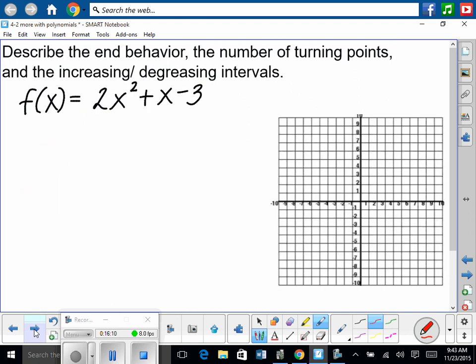2x squared plus x minus 3. So 2x squared plus x minus 3. Okay, graph. So we get something that looks like this. It's a parabola. So our end behavior is up and up. Then, number of turning points. Well, let's look. Where do we change from decreasing to increasing? Boom, right there, increasing. So we have one turning point.